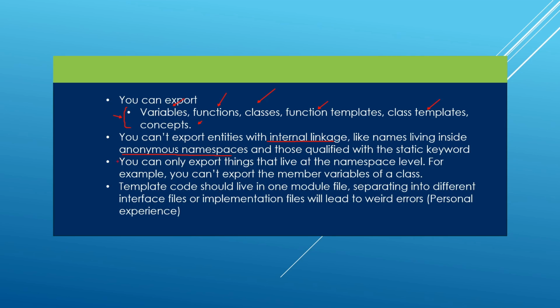You can only export things that live at the namespace level. So, for example, you can't export something that lives inside a class. If you try to export a class member, you will get a compiler error. Another thing you should keep in mind is that template code should really live in a single file, so it should be part of a single module interface file. If you try to split things around, you will get weird compiler errors, and you should really avoid that. That's my personal experience that I am sharing with you here.